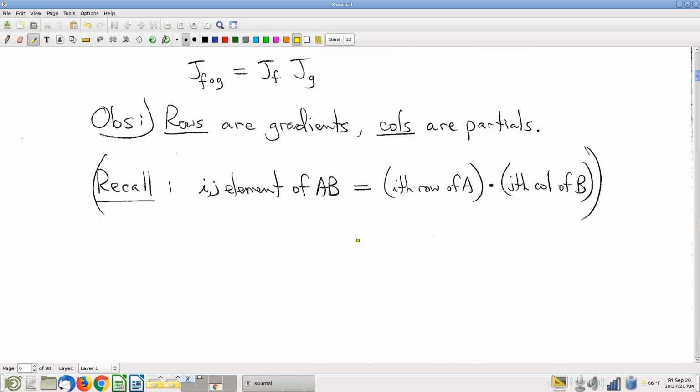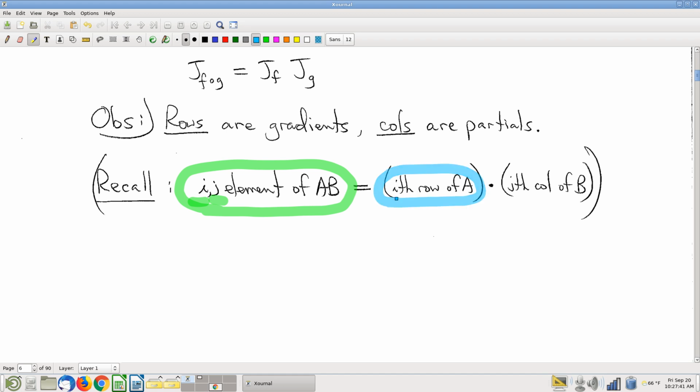If you want to talk about a particular element of a product matrix in the ith row and the jth column of the product matrix, all you do is you take the ith row of the left matrix and you dot it with the jth column of the right matrix. It's literally just a dot product. Corresponding row of the left, corresponding column of the right.